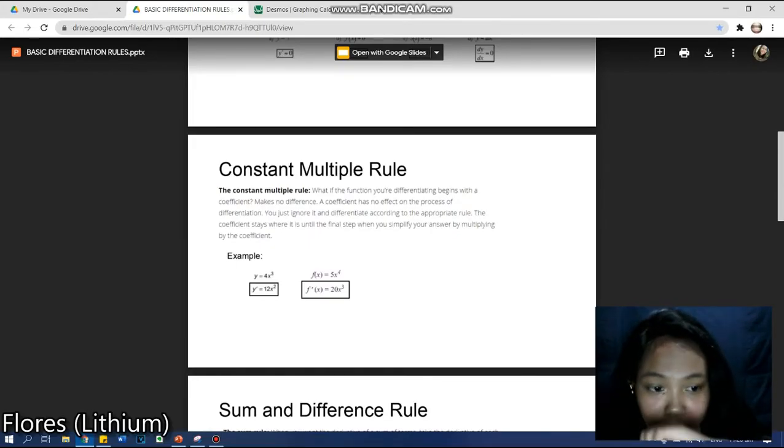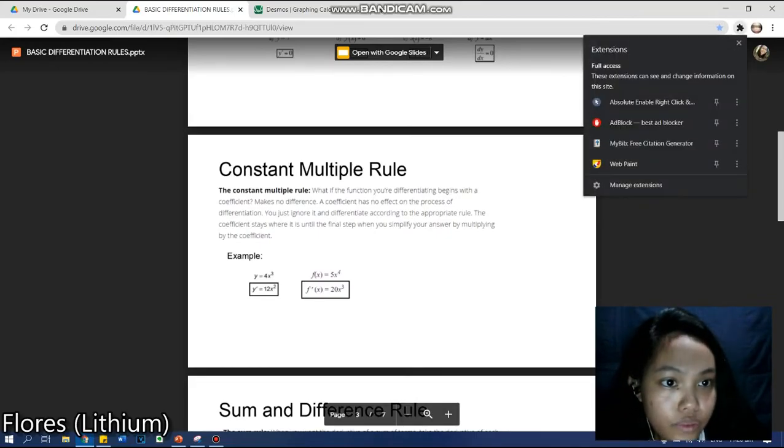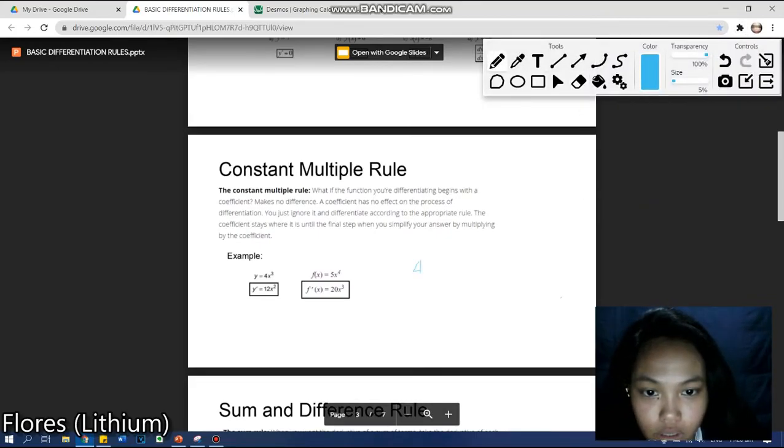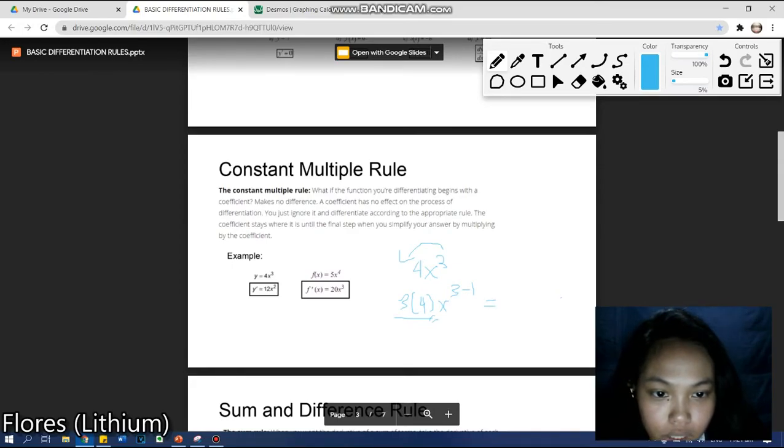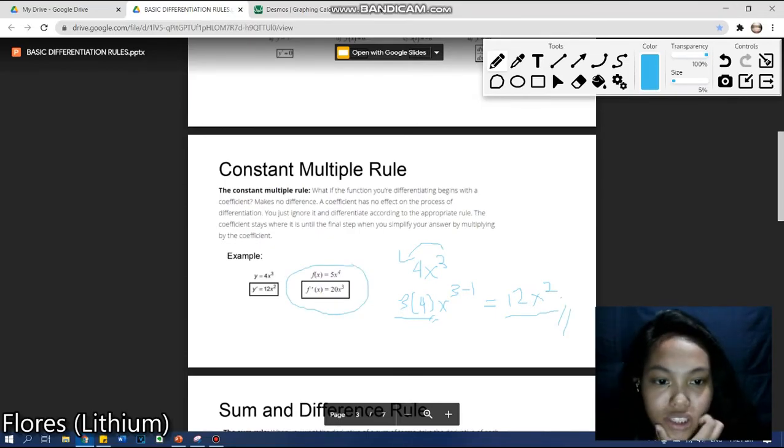So you can see by the example, y equals 4x to the 3rd power is equal to 12x squared. So how did that happen? 4x cubed. So power rule, you can see. Move this to the front. So 3 times 4, and then x to the 3 minus 1. So we can multiply it. 3 times 4 is equal to 12. x to the 3 minus 1 is equal to 2. So this is the final answer, 12x squared. You can try the second example as it just follows the same solution.